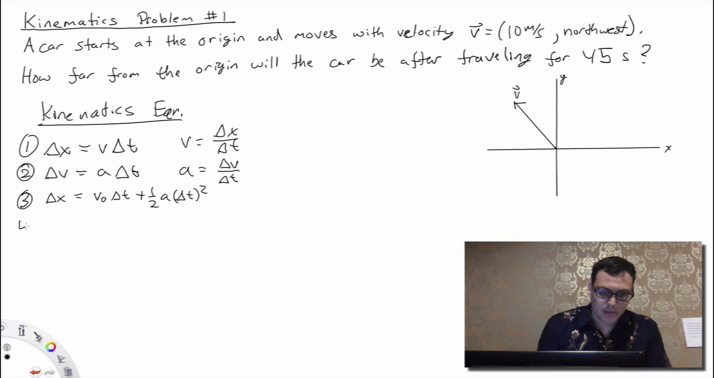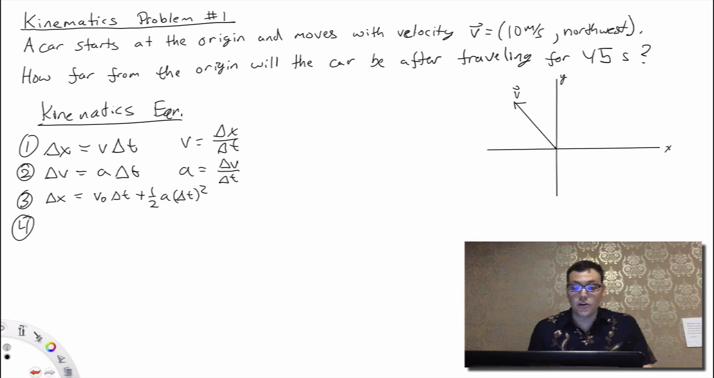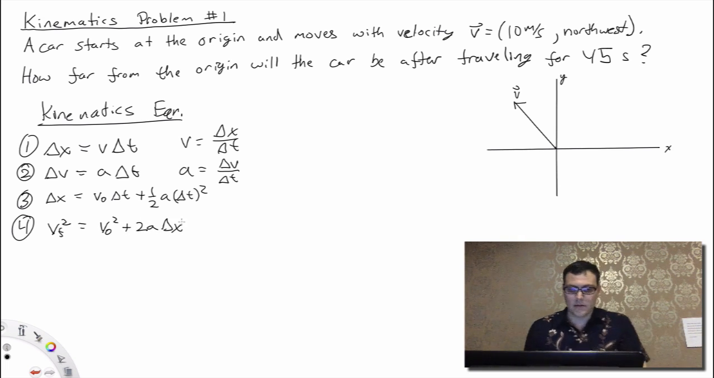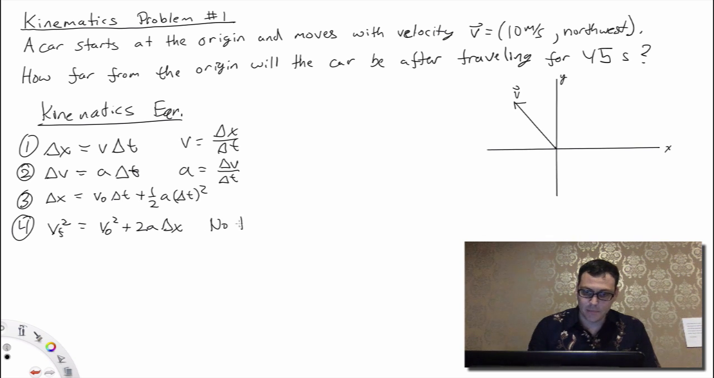And then there's the fourth kinematics equation. This is the no time equation. It states that the final velocity squared is equal to the initial velocity squared plus 2a delta x. So if you have a problem and it doesn't have time, you notice all three of these equations have time in them, this is the only one that doesn't, then this is the only equation that will work. This is the no time equation.